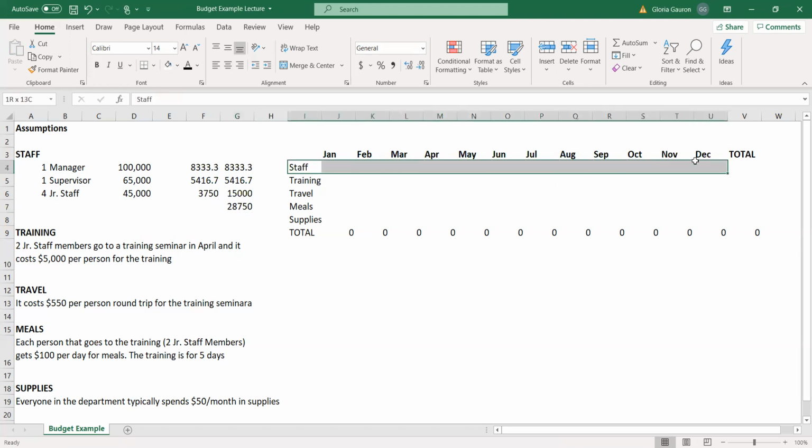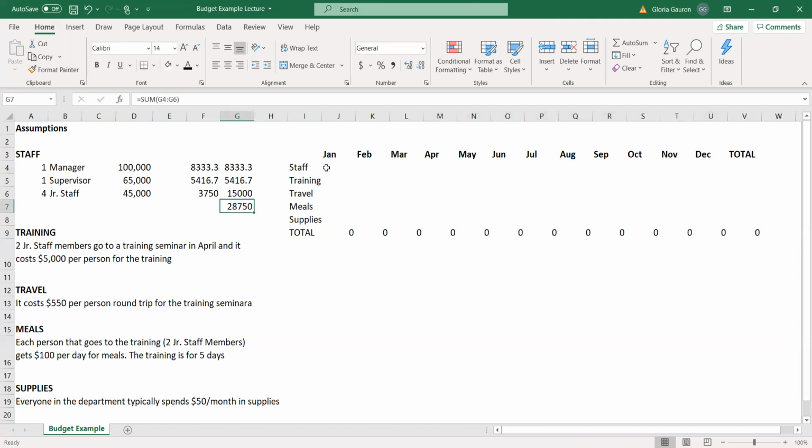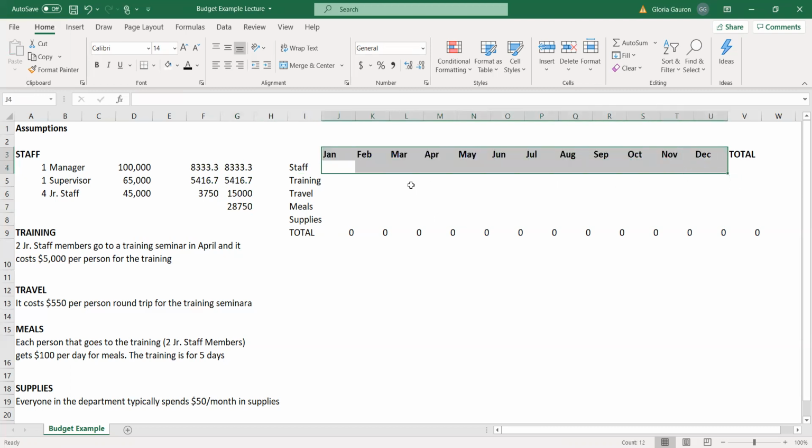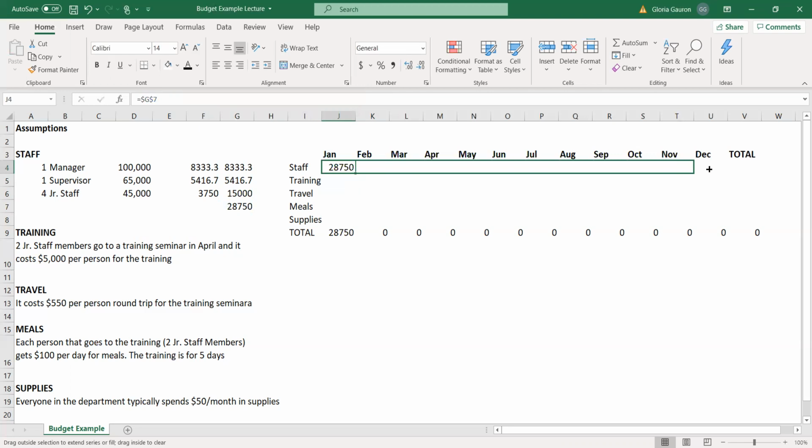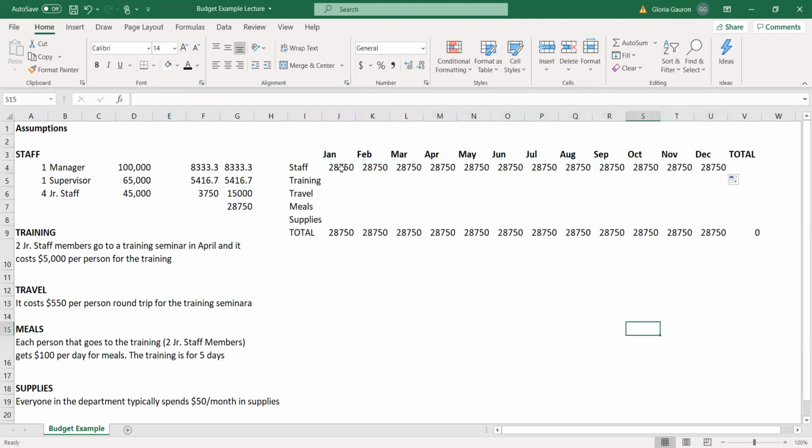So under my staff line, I can either type in $28,750 every single month, or I can equal and reference the cell of the total, right? And there's my $28,750. Now, if I want to copy this across, what I have to do is go in and absolute the G7 so it doesn't change. And now I can drag this across and you'll see that the 28,750 will show up for every month.